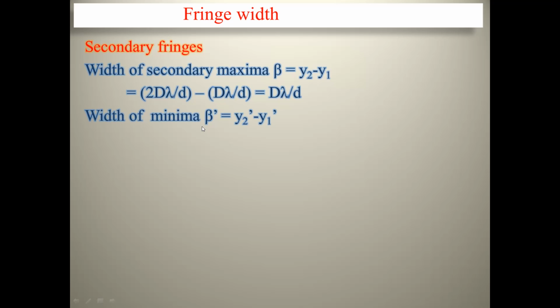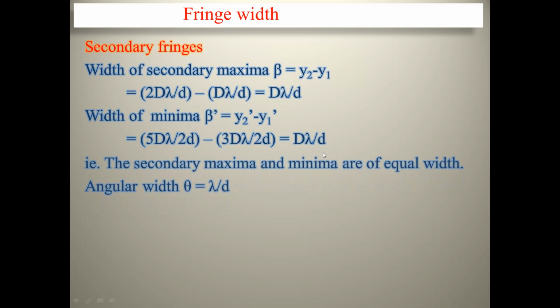And the width of a minimum is the distance between two consecutive secondary maxima. β' is equal to y2' minus y1'. It is equal to 5/2 Dλ/d minus 3/2 Dλ/d, that is equal to Dλ/d. The secondary maxima and minima are of equal width, and the angular width is λ/d.